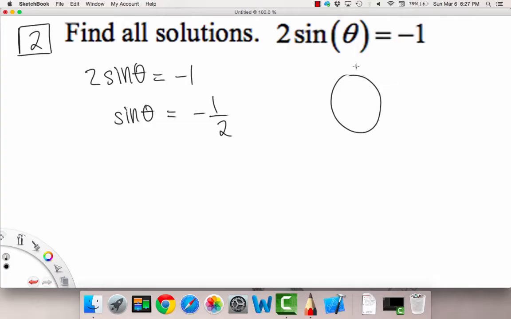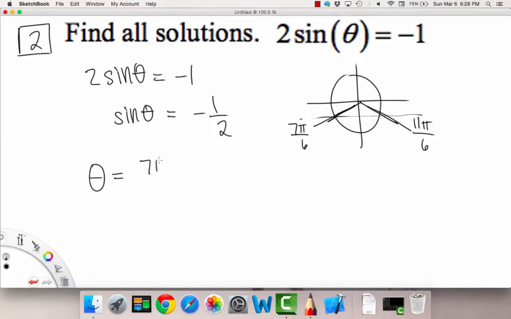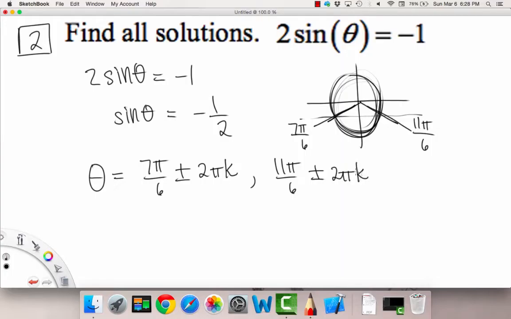At what angles is our sine value, our y value, equal to -1/2? That would be at the angle right here and the angle right here. This is going to be 7 pi over 6, and the other angle is going to be 11 pi over 6. So we can write our answer as theta is equal to 7 pi over 6, plus or minus 2 pi k, where k is an integer, so that allows us to go around as many times as we want in the clockwise or counterclockwise direction. And then we also have 11 pi over 6, and again, plus or minus 2 pi k.